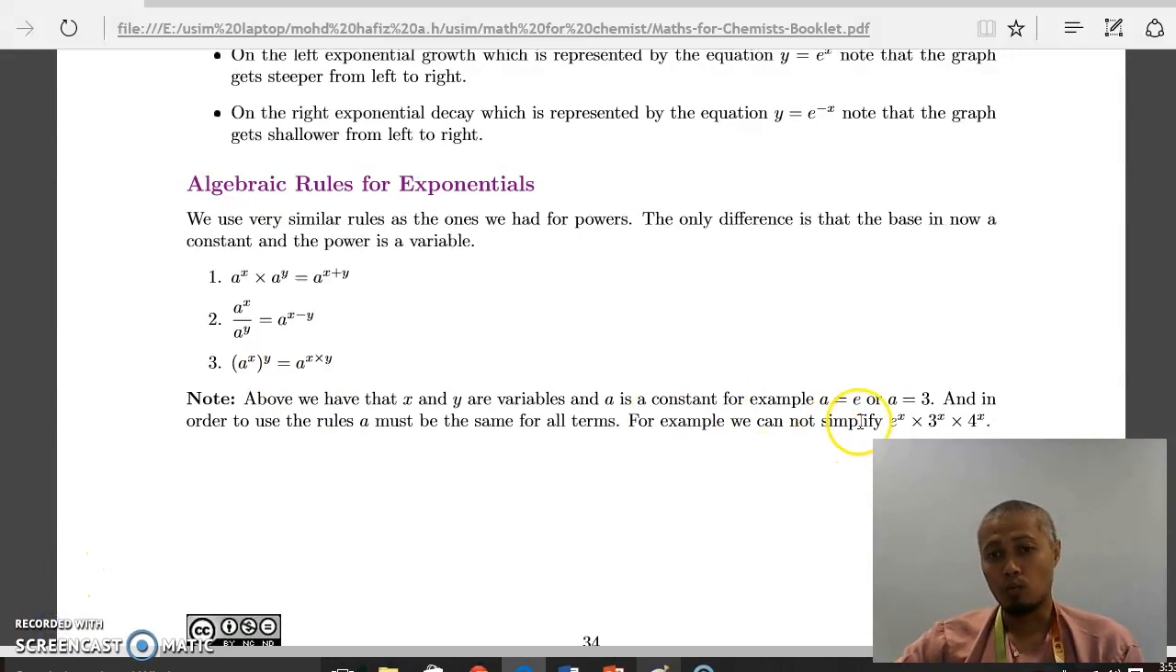Now the question is, can we use this rule on this equation? The answer is no, because they have different constants here. This one is e, this one is 3, this one is 4. So we cannot use this rule.